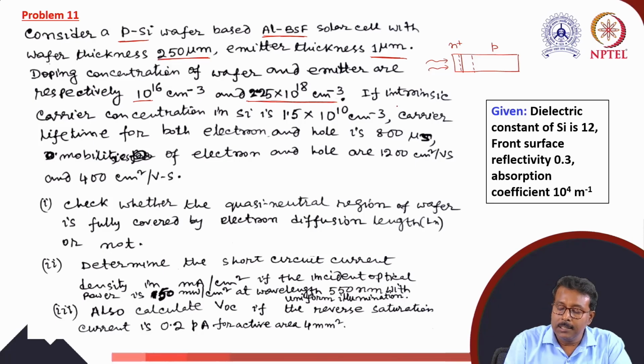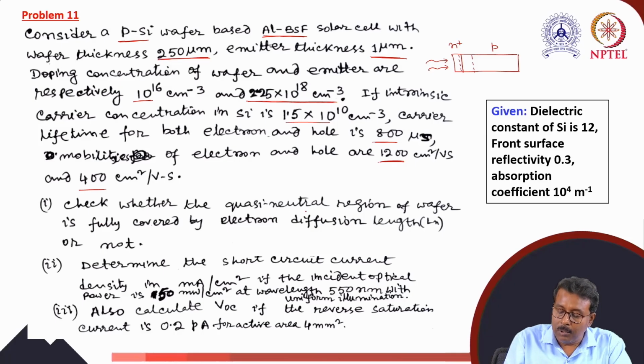Intrinsic carrier concentration is given. Carrier lifetime for electron and hole are also given: for electron it is 800 microsecond, and for hole it is also 800 microsecond, both the same. Mobility of electrons and holes are respectively 1200 centimeter square per volt second, and for holes it is 400 centimeter square per volt second.